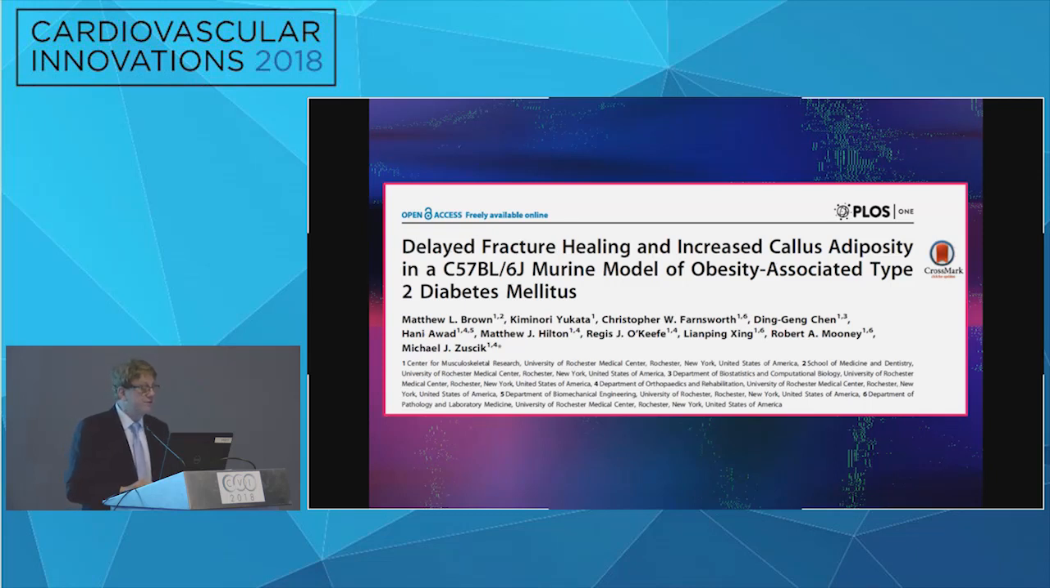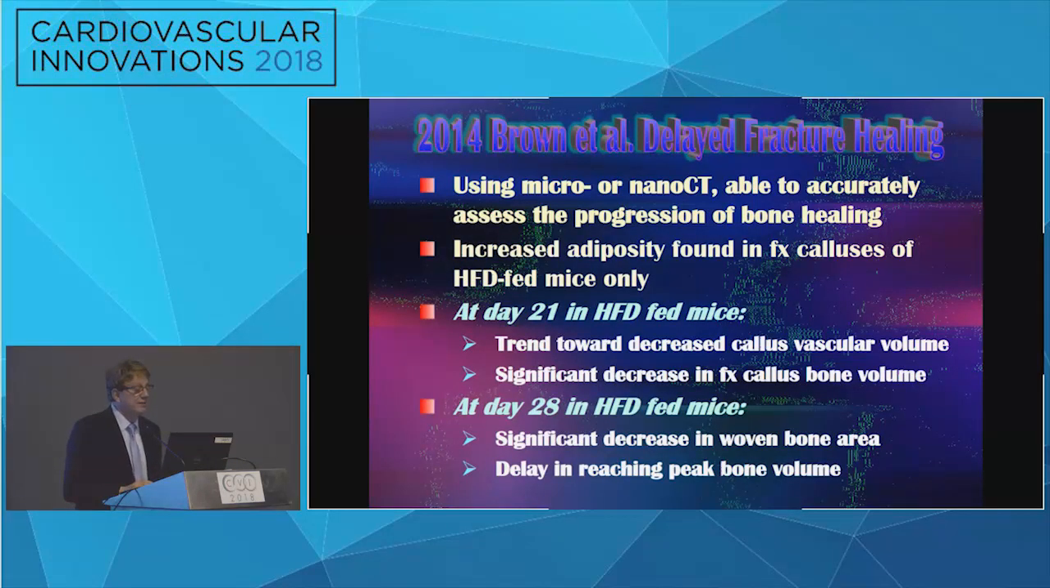I thought this was an interesting article that looked at callus adiposity, the modulation of osteoblasts into fat cells in type 2 diabetes. This was done in a murine model, but it's already been cited a number of times, a study by Brown et al. in 2014 that looked at delayed fracture healing. They used something called micro and nano CT scanning, which we're going to talk a little bit about as we get into this lecture.